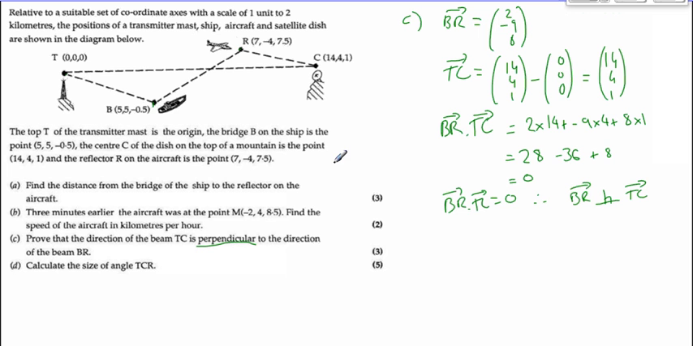Now the last bit is calculating the size of angle TCR. So T to C to R, you make the best angle in here. Similarly to the last question, I'm just going to mark part C so I can clear it again. Part C, first mark is for getting the vector TC. Second mark is for calculating the dot product. And your third mark is for getting to 0 with an explanation. Bear with me a wee sec.